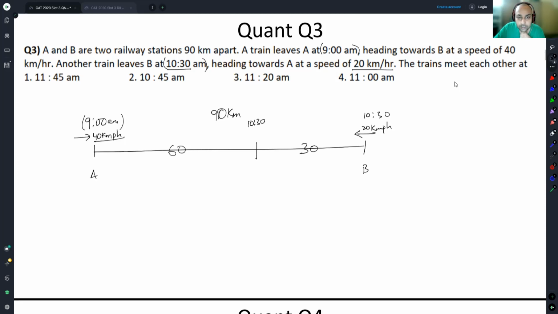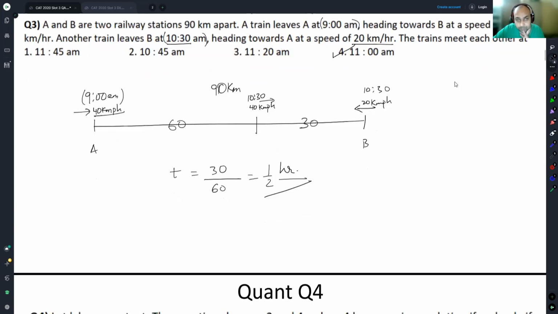Now distance left is 30. Train here is at 10:30, traveling at the rate of 40 kmph. Two trains, opposite direction, 30 kilometers to be traveled. The time taken from 10:30 will be the distance between them divided by the relative speed, which is 40 plus 20, 60, which is half an hour. So from 10:30, half an hour more will be option 4, 11 a.m. Understandable? May we move? Okay.